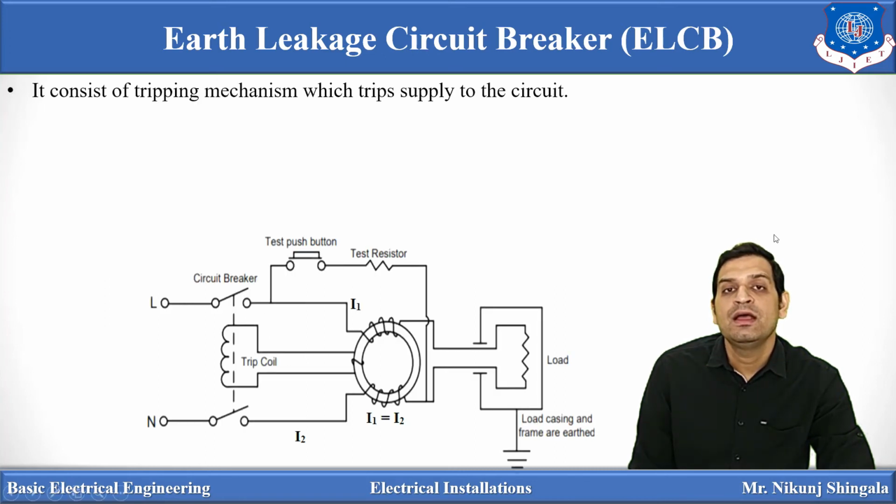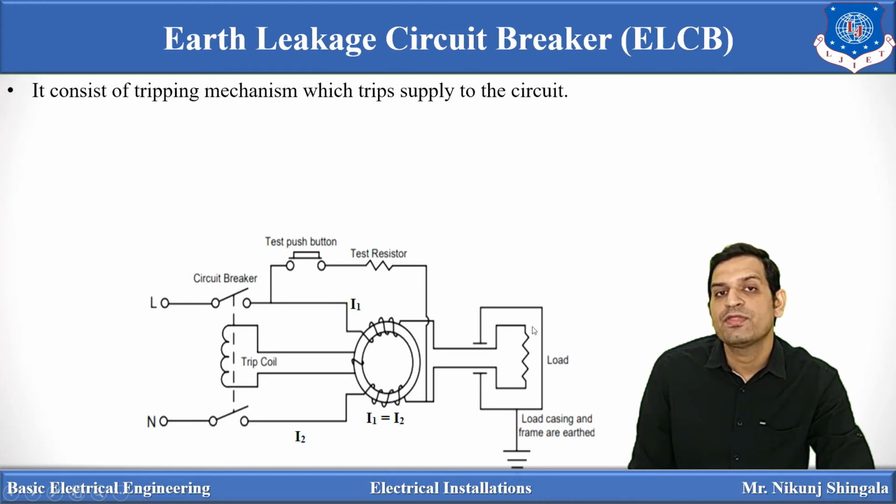So let us first understand how it works. This is basically the inside circuit of an ELCB, which consists of one current transformer, a tripping coil mechanism, and one test push button. Supply is connected to one winding of the current transformer, and the other winding is connected to the tripping coil. The current transformer consists of two windings, primary and secondary. The supply is given to one winding, and the two remaining ends of this winding are connected to the load, and the load is connected with the earth over here.